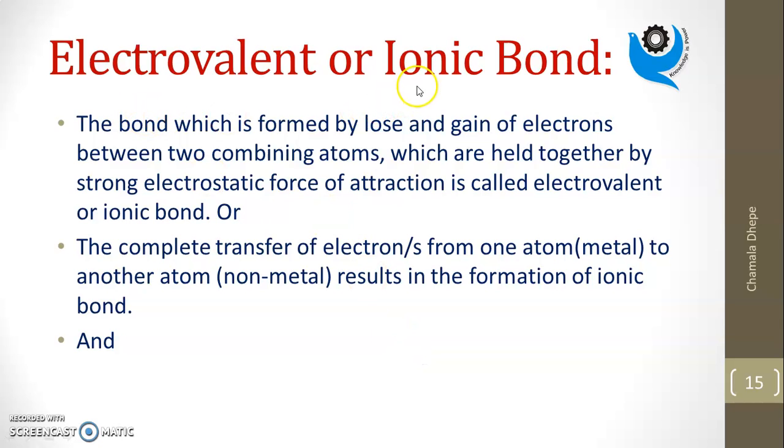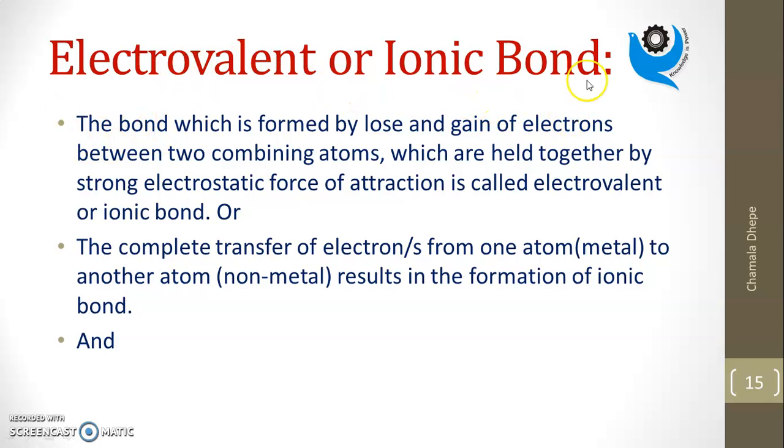So what is an electrovalent or ionic bond? The bond which is formed by loss or gain of electrons between two combining atoms, which are held together by a strong electrostatic force of attraction, is called the electrovalent or ionic bond. See here, bond means two atoms which are held together. A linkage is formed between two atoms that we are going to call a bond.